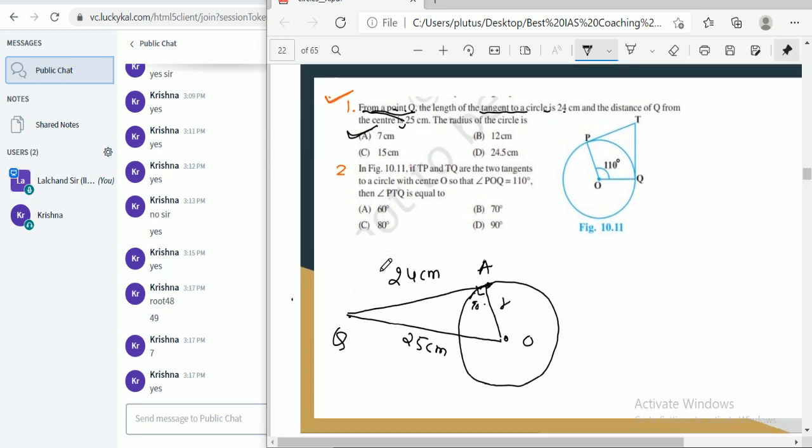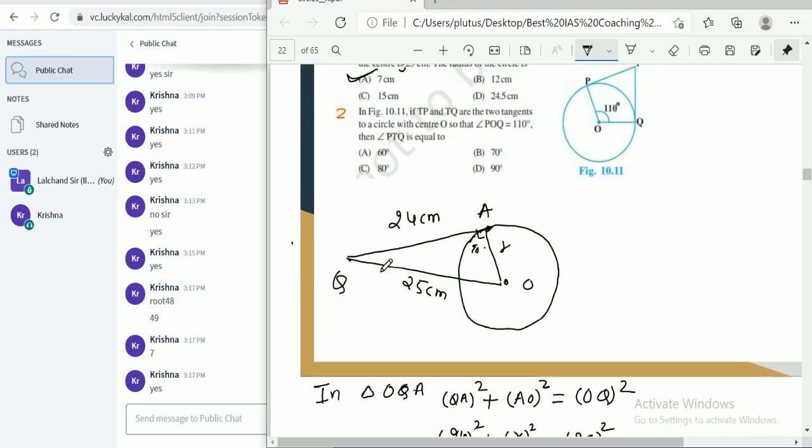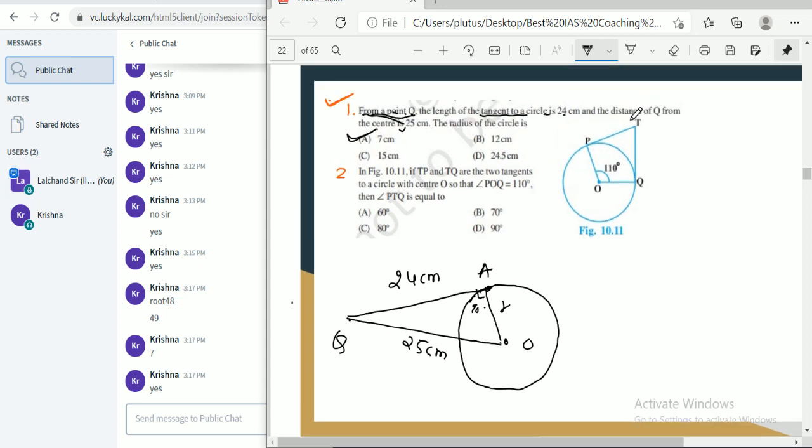Okay, fine. So try this second question now. This is a similar question. Now you can solve this. Try this second question, and the diagram is given this time. This time the diagram is provided to us. This is the given diagram. So we need to find out the angle PTQ. We need to find this angle.